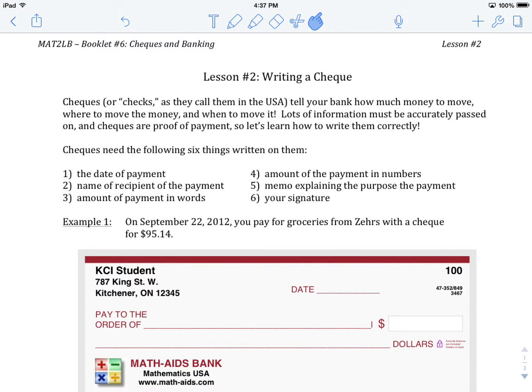Welcome to MAT 2LB, booklet number 6, Checks and Banking, lesson number 2, Writing a Check.